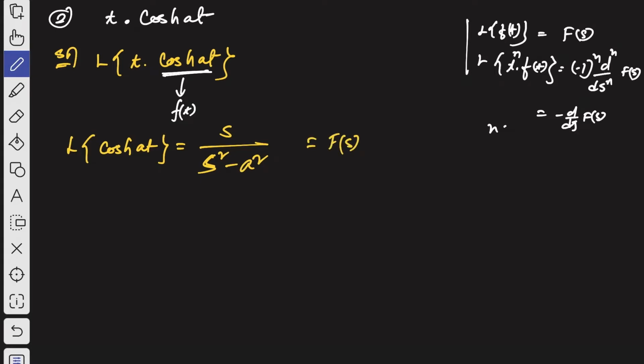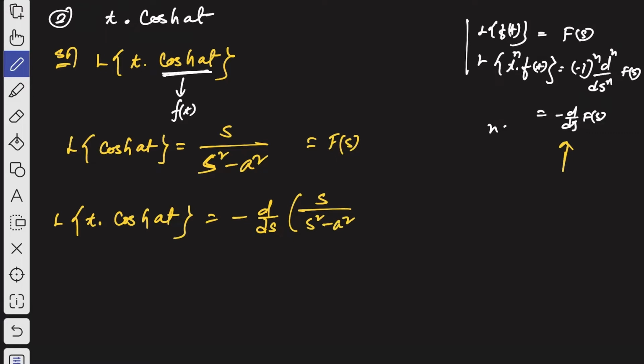So now according to this theorem, Laplace transformation of t dot cos hyperbolic at, we should get minus 1 to the power 1, that means minus 1, and first order derivative of f of s. So our f of s is here s by s square minus a square. That's what we get. So now let's come to the derivative.